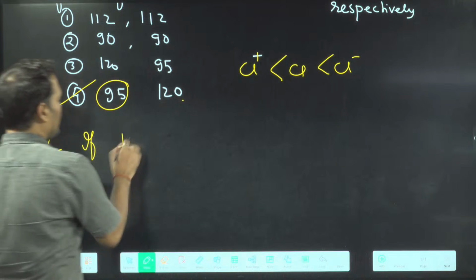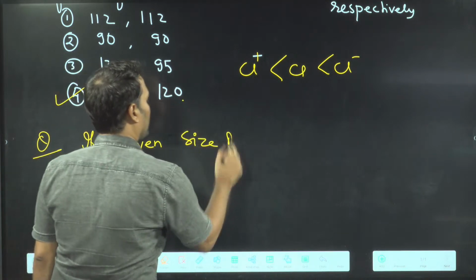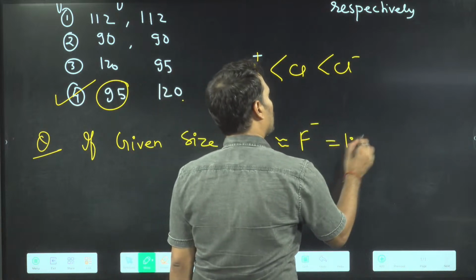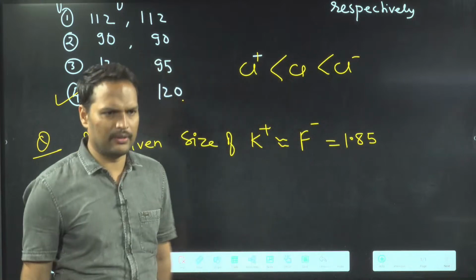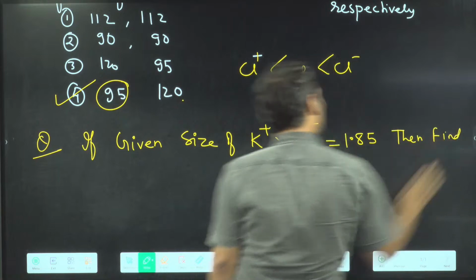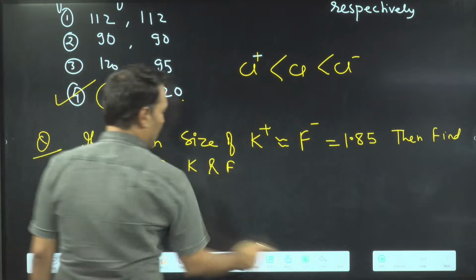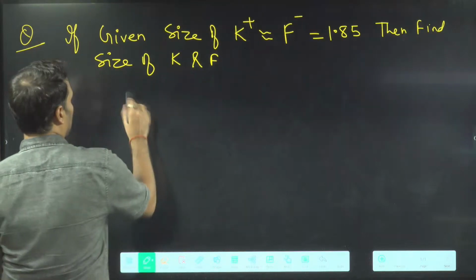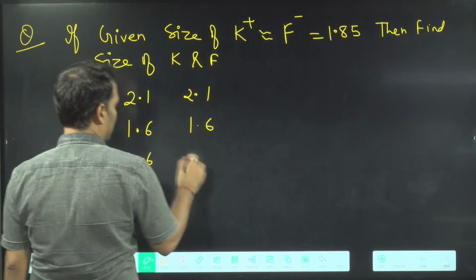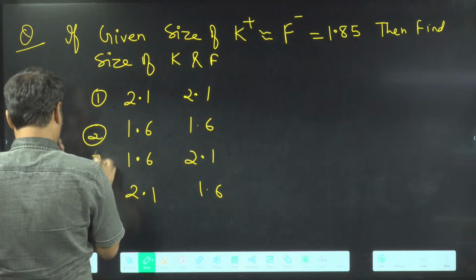If the given size of K plus is almost equal to size of F minus, and it is equal to, suppose, 1.85, like this they have given 1.85, then find size of K and F. Your options are like this: 2.1, 2.1; 1.6, 1.6; 1.6, 2.1; 2.1, 1.6. Now check this question and try to give the answer.